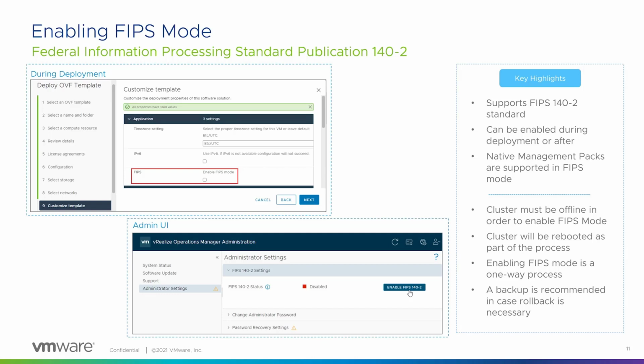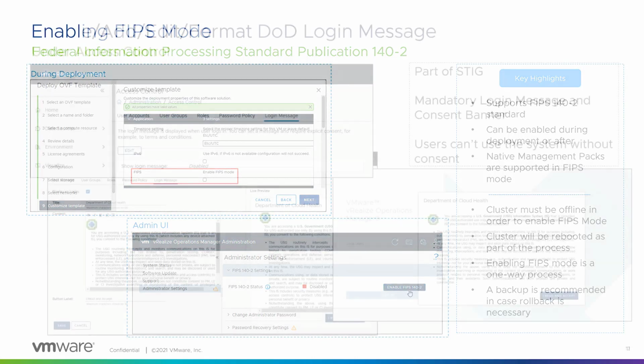This mode is not enabled by default, but can be enabled either at the time of installation or after the deployment. However, one thing to note is that this is a one-way process. So once FIPS 140-2 mode is enabled, it cannot be disabled. Native management packs included in vRealize Operations are also compatible with this mode, and many other management packs from VMware can run in FIPS 140-2 enabled mode. However, check the release notes and documentation to check for that compatibility.